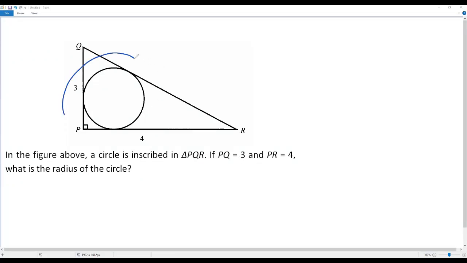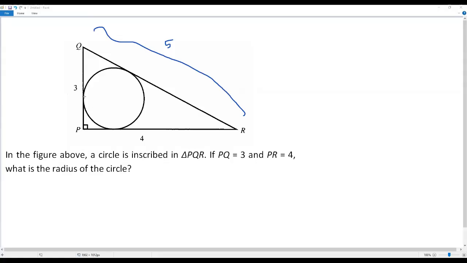Actually, the given triangle is a right triangle because we have a right angle at P, and also it is a 3, 4, 5 right triangle because the lengths of the two legs of the right triangle are 3 and 4. Then the length of the hypotenuse over here must be 5. Okay, our aim is to find the radius of the circle.